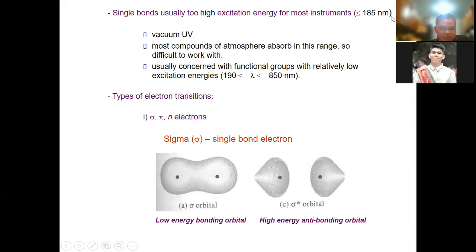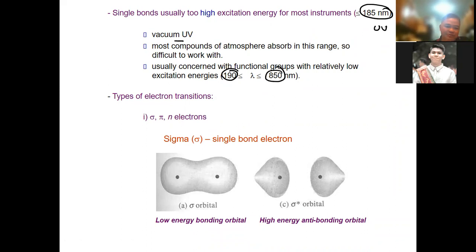Now, single bonds, usually they use what? Higher energy for instruments. So 185 nanometer is usually an ultraviolet, vacuum ultraviolet. So most compounds of atmosphere absorb this range, so it's difficult to work with, damaging to the eye. So usually we are concerned with functional groups with relatively low excitation energies, between 190 and 850 nanometer. So that's the UVB region.